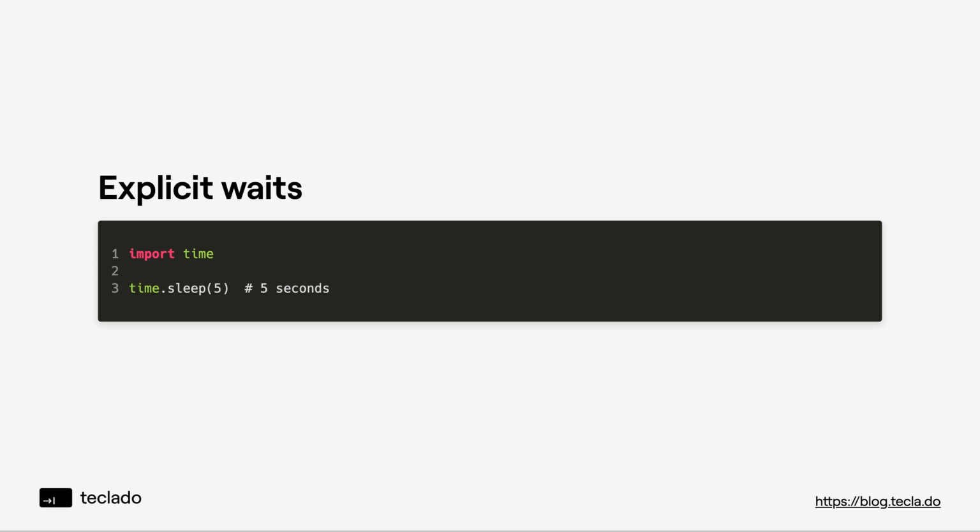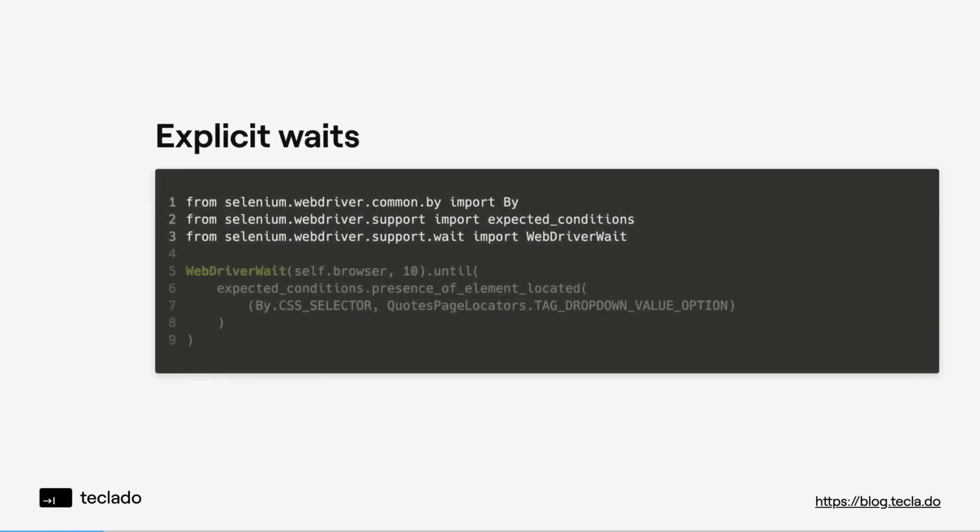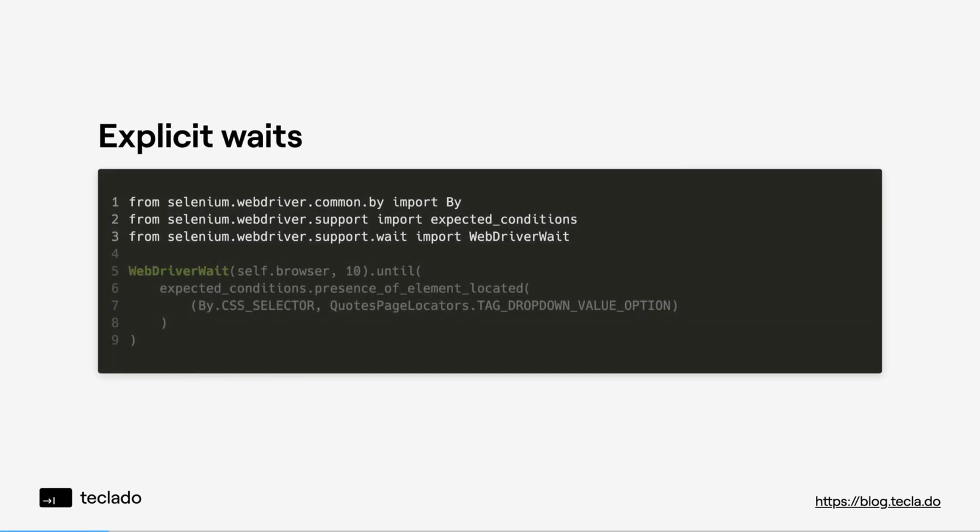And it can be quite helpful, but it's also a bit limited, because if the element appears after 1 second, then you've got 4 seconds of waste. And if the element appears after 10 seconds, then this is not enough. And sometimes JavaScript takes longer to run, other times it takes less time to run, so it's not ideal to do something like this. The other option for explicit waits is to do something like this.